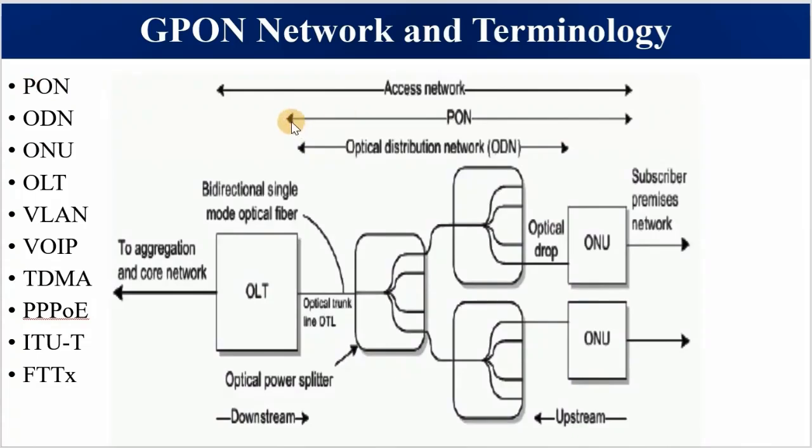So PON is from this end to this end, from the OLT to the ONU. Then all this is referred to as the access network. Please take note of the difference between PON and ODN. ODN does not include these two, the ONU and the OLT, but PON includes the two. So ODN is optical distribution network. This does not stand for outdoor network. Please take note.